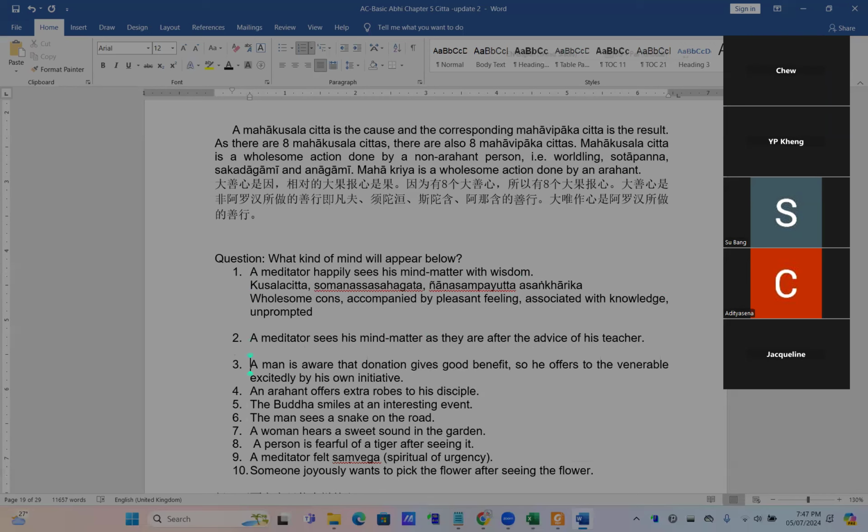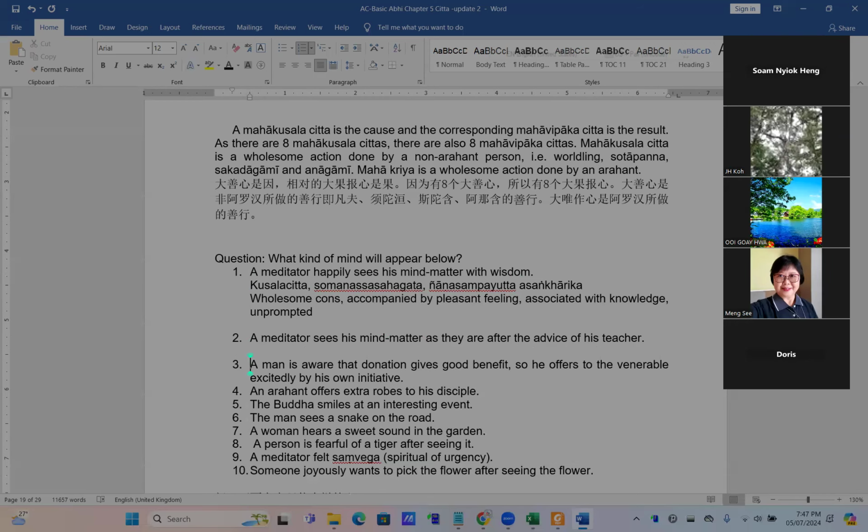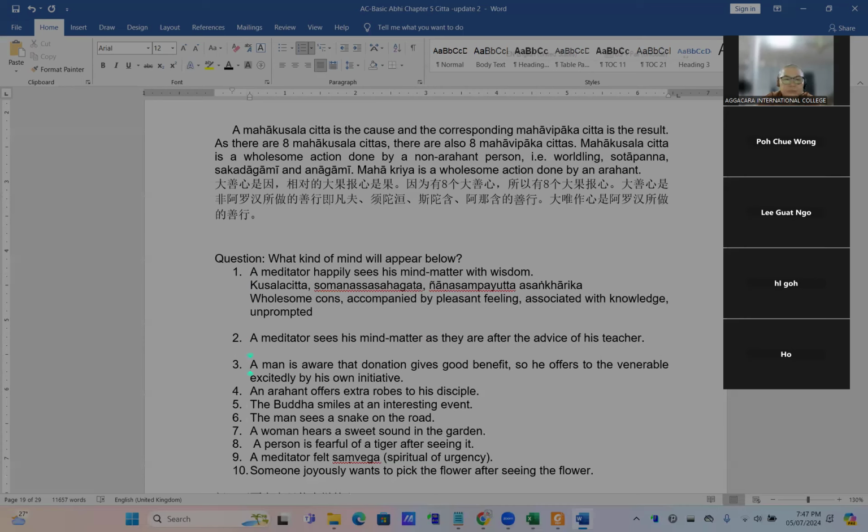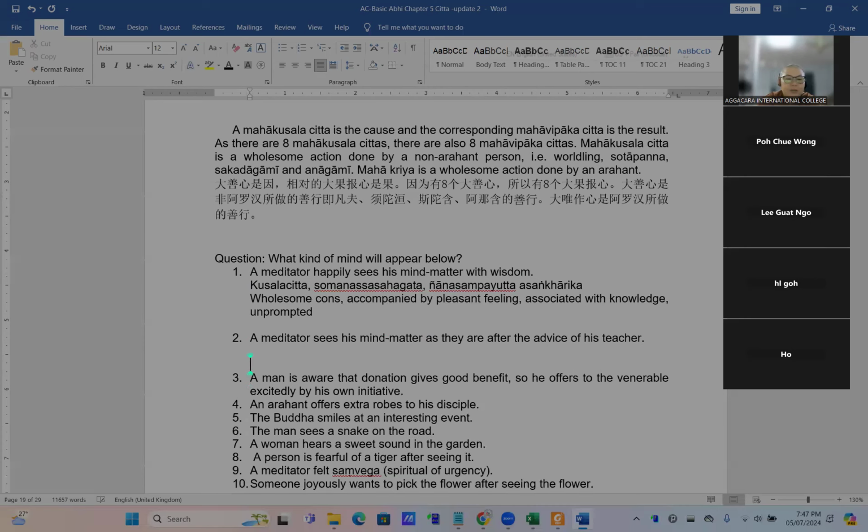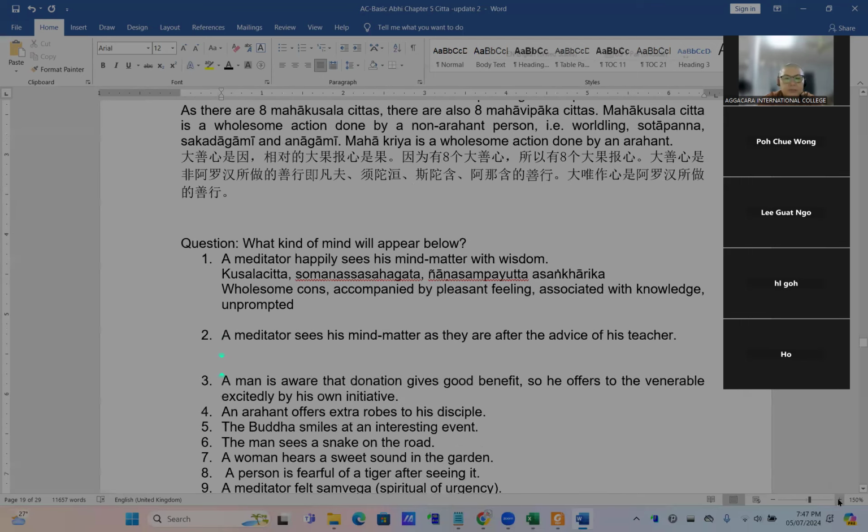Can you try this one? Question number 2. I'm not taking, but I'll try. Okay. Do you think it's wholesome or unwholesome? Mind matter as they are after the advice of his teacher. This one is pleasant, somanasa, present. Okay, kusala. Pleasant. Okay, kusala. And is with knowledge.